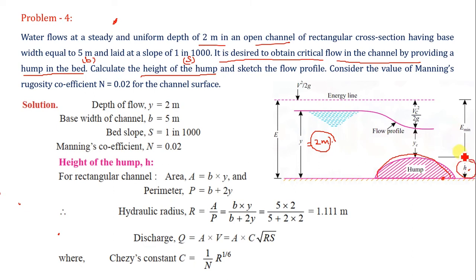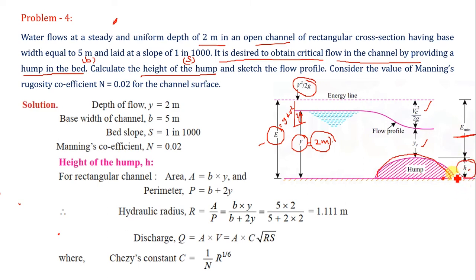Okay, what I'm going to do is find out what is the yc and what is the vc square by 2g and what should be the minimum energy. Okay, I find out E minimum. And now I find out Y, of course, given in the question. I am going to find out what is V square by 2G. Now I am going to get E. E is equal to Y plus V square by 2G. Isn't it right? So now, as you can see in this figure, this capital E minus E minimum is the height of the hump required.